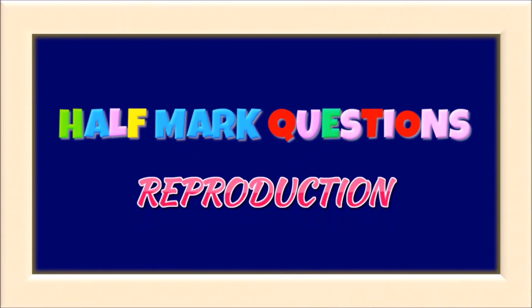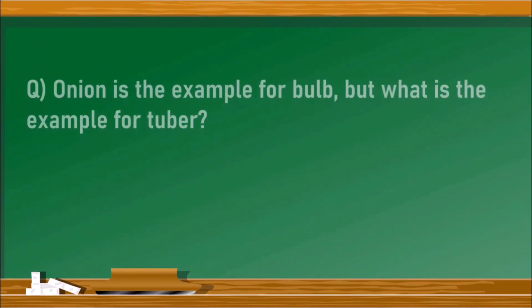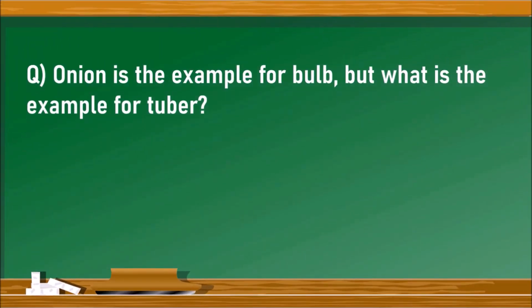Half mark questions from the chapter Reproduction. Let us go into the questions. The first question is, onion is an example for bulb, but what is the example for tuber? The bulb, tuber, stolon, corns, all these are examples for natural vegetative propagation through the stem. The example for bulb is onion, but the example for tuber is a potato.